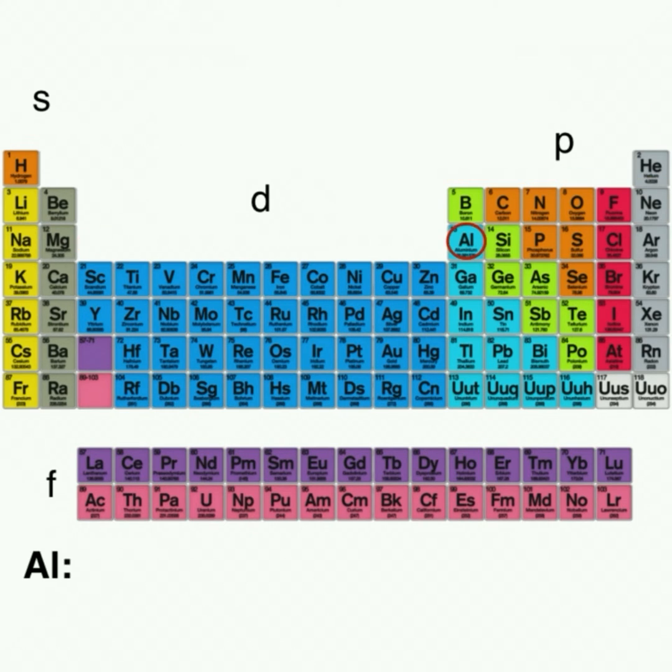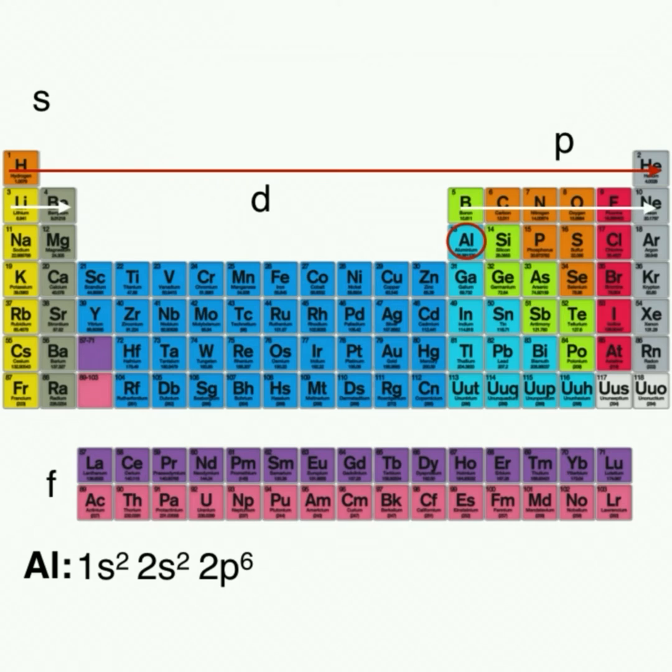Let's take the aluminum atom as an example. We first have 1s2, followed by 2s2, 2p6, and 3s2. Now, reaching aluminum, we can see that it is the first element in the third row of the p block. Thus, the last electron is written as 3p1.